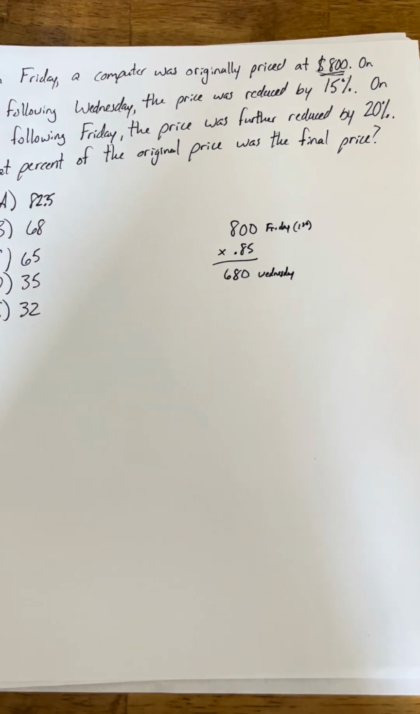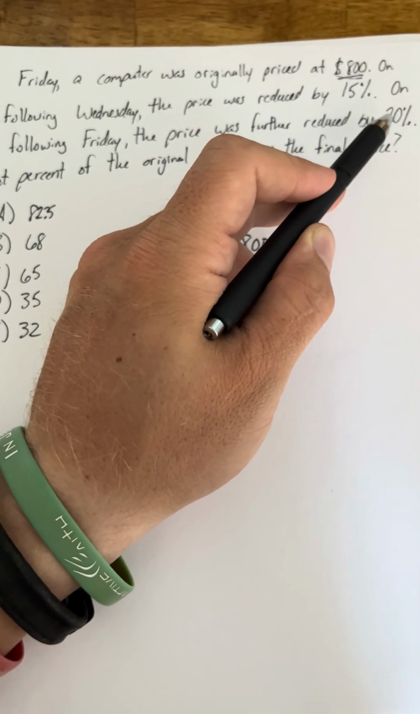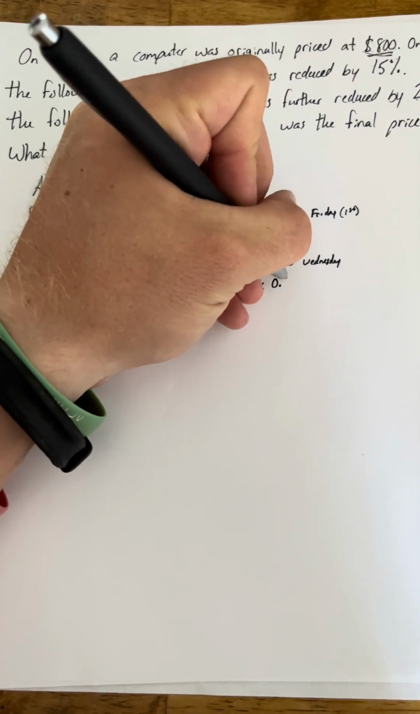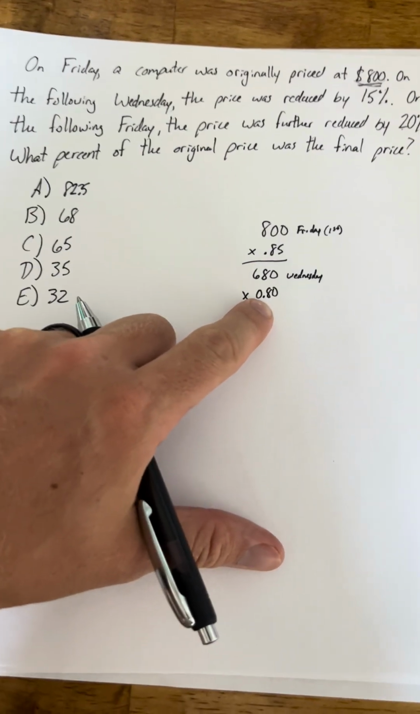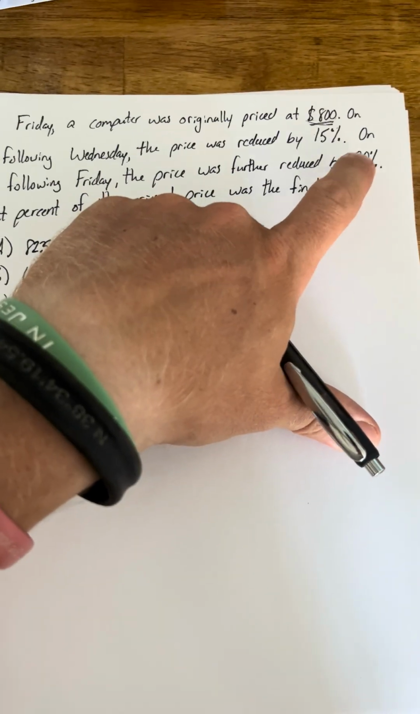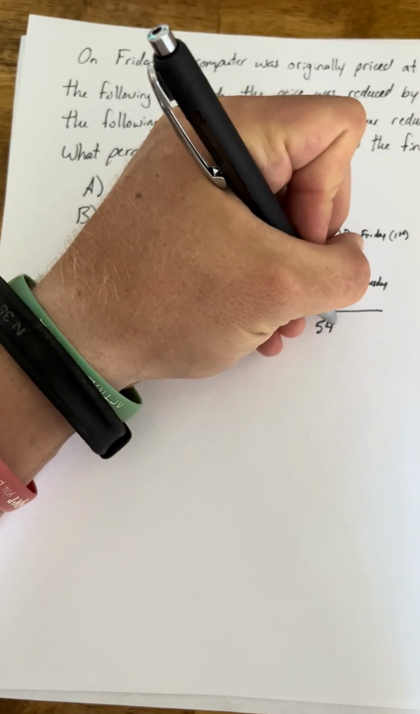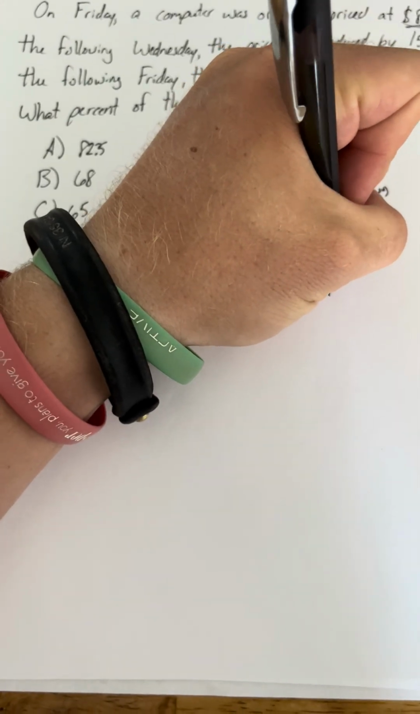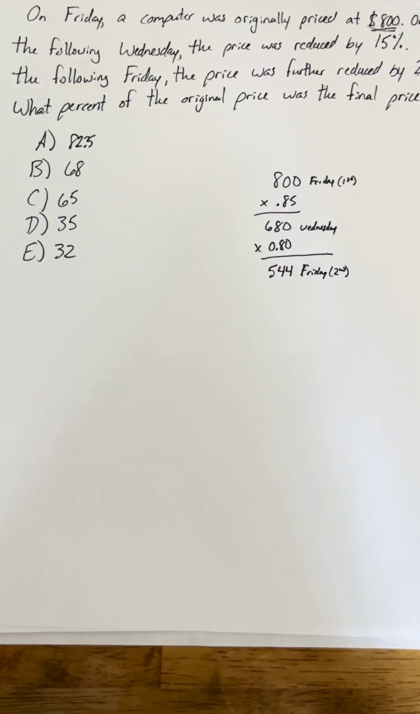So again, if I'm now trying to find my next price, if it's reducing by 20%, that means it is 80% of that value. So I'm taking my 680, which is from Wednesday, multiplying it by 0.8, because again, 80% is the price when I take away 20%, I get 80%. So now whenever I multiply that, I should get 544. Okay, so this is the second Friday price. So that's my final price.